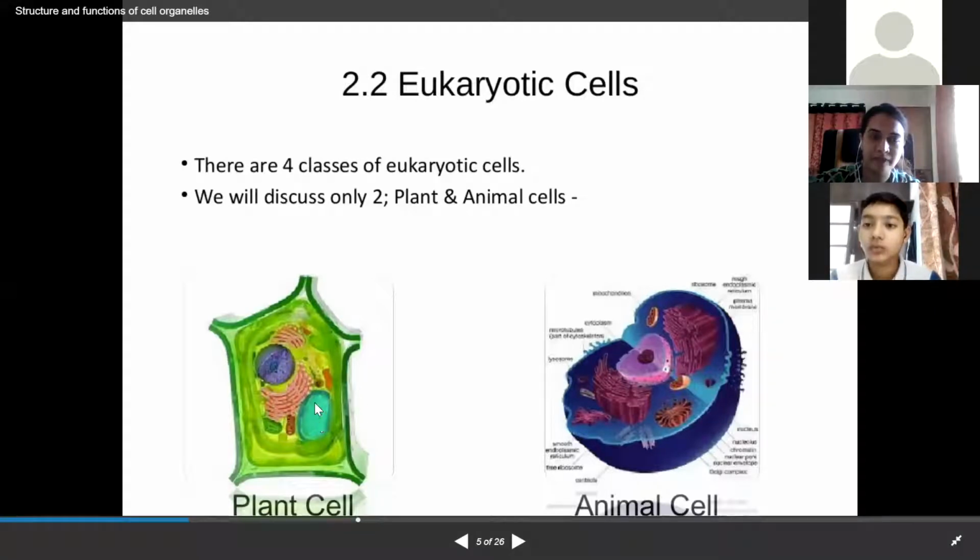You will also see in a plant cell there's a distinct vacuole. You can see the arrow here that I'm pointing at. Okay, whereas in animal cells the cell vacuoles are more in number, they are temporary, and they are scattered. In plant cells the vacuole is large, distinct, and permanent.